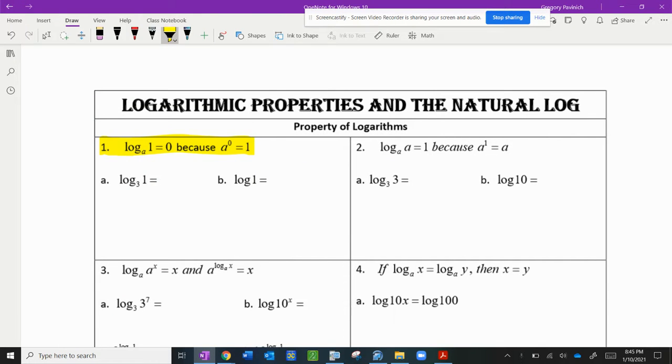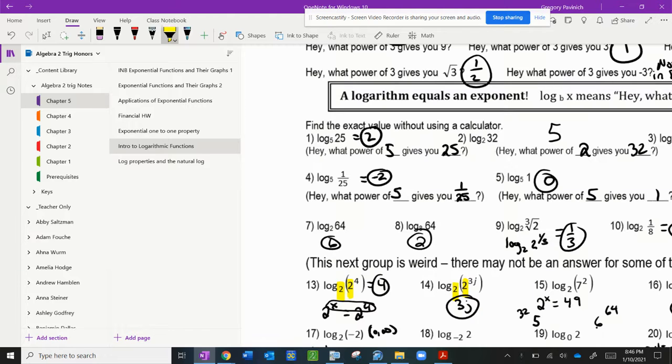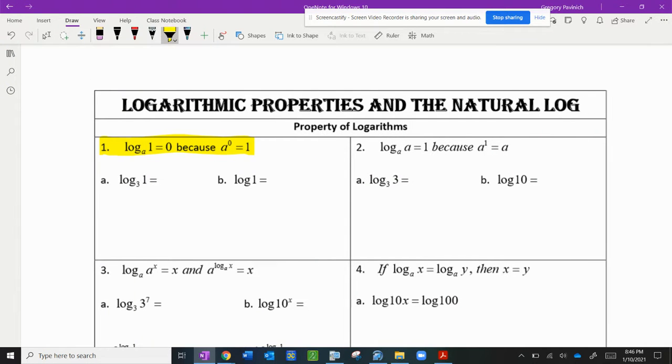This is our next IMB on the properties of logs, and we're going to introduce the natural log. Our first property says any log with any base, if the input is 1, the output is 0. Remember from Friday, we ask the question: what power of A gives me 1? You would say 0 every time, so these are always going to be 0.